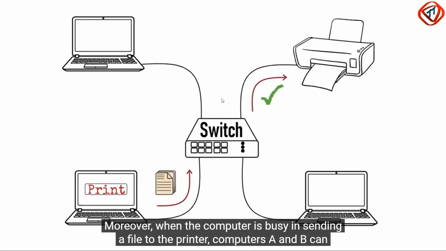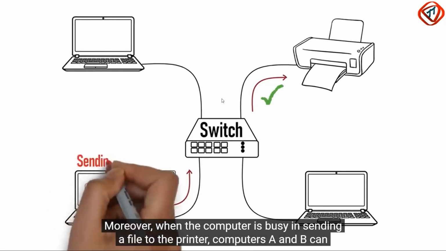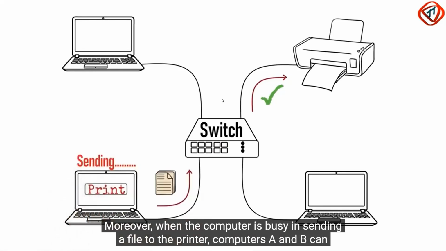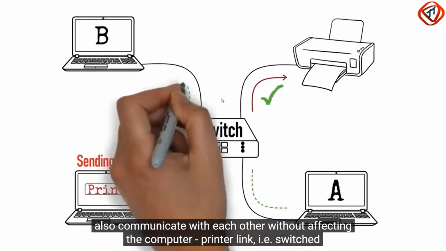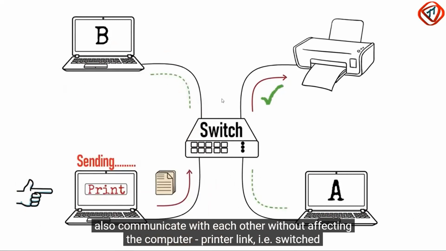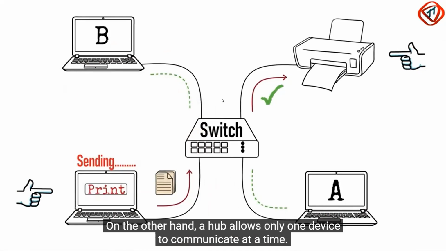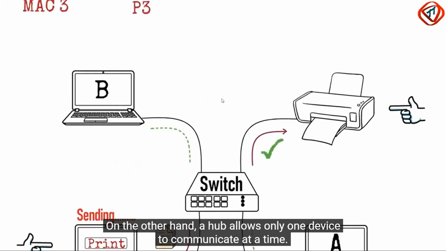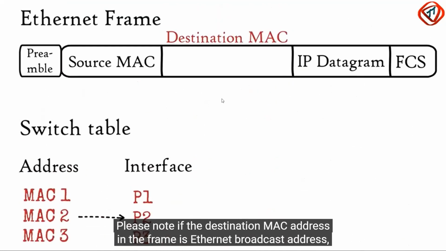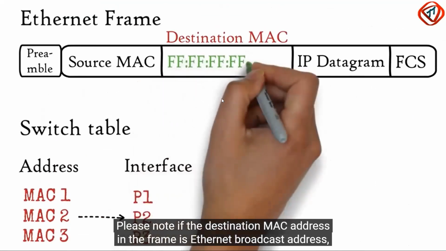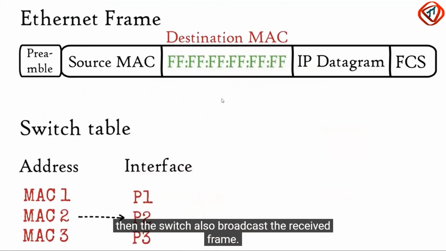Moreover, when the computer is busy sending a file to the printer, computers A and B can also communicate with each other without affecting the computer-printer link. That is, a switched connection allows simultaneous communication. On the other hand, a hub allows only one device to communicate at a time. Please note, if the destination MAC address in the frame is the Ethernet broadcast address, then the switch also broadcasts the received frame.